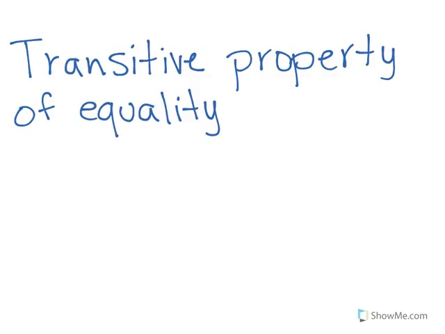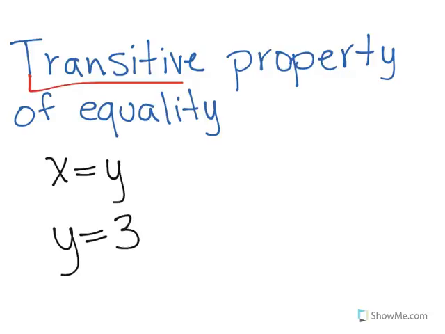That's pretty simple. Now we have the transitive property. The transitive property is very similar to reflexive, but with 2 extra steps. So let's say that x is equal to y, and y is equal to 3. For transitive, you can think of transcending through a path. So maybe x leads to y and y leads to 3.